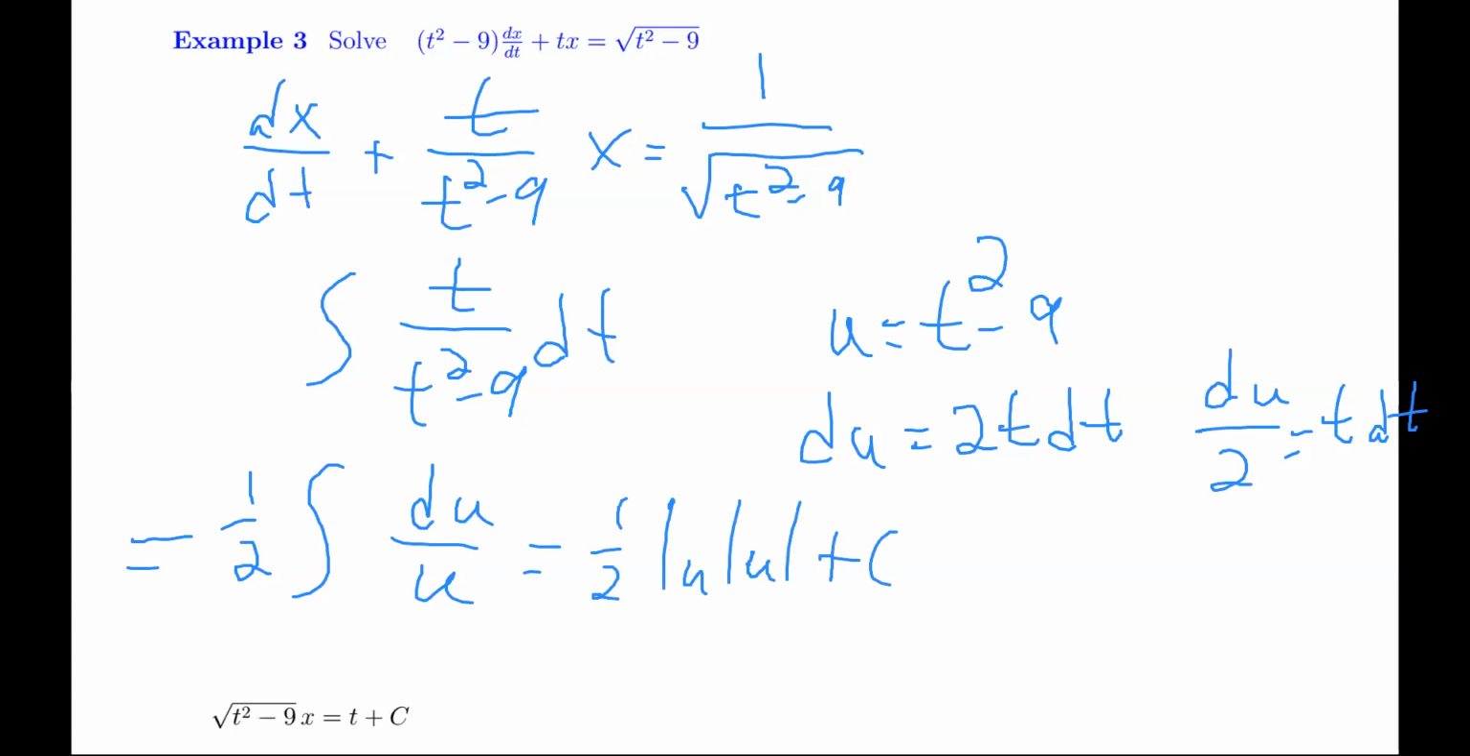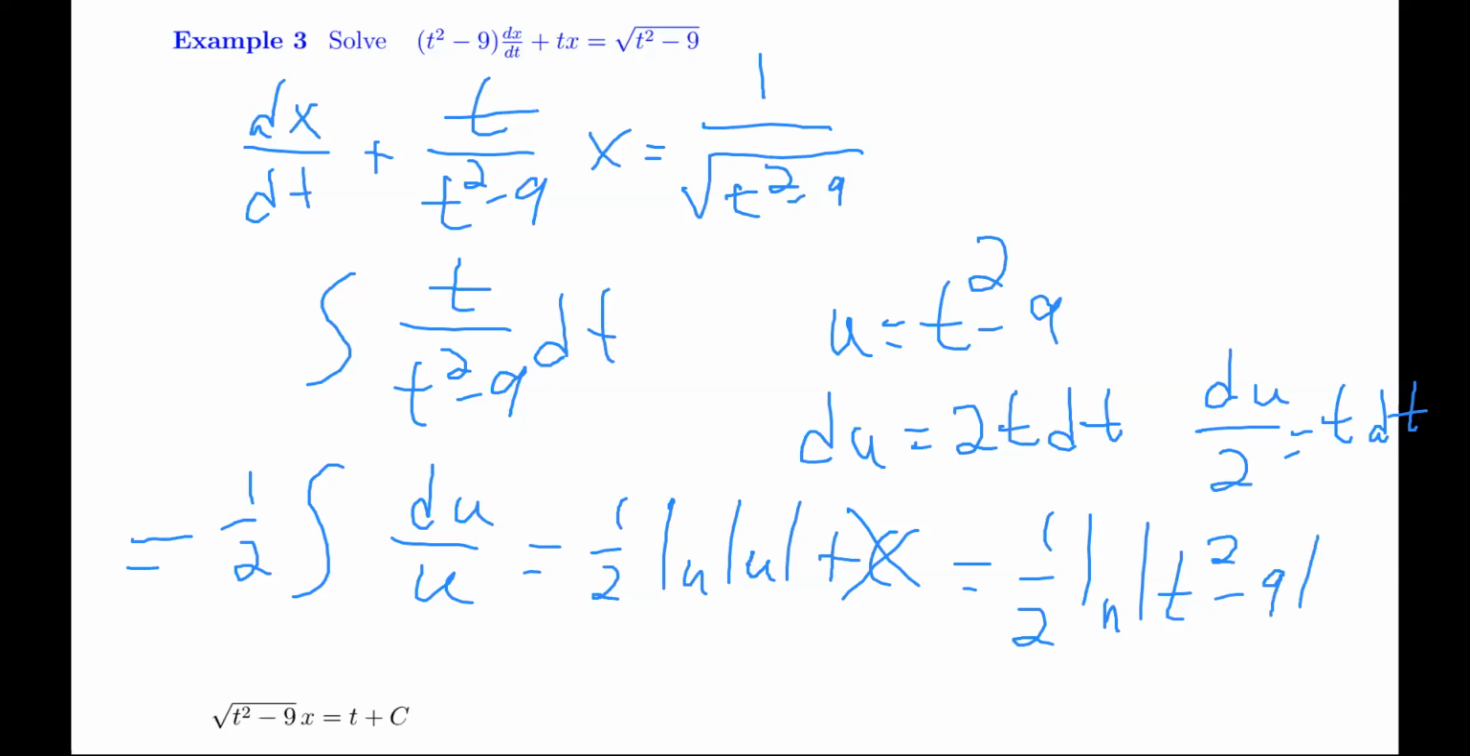Again, we don't need that plus c. So we get 1/2 ln of the absolute value of u, which is 1/2 ln of the absolute value of t squared minus 9. We then can move on to finish out our problem.